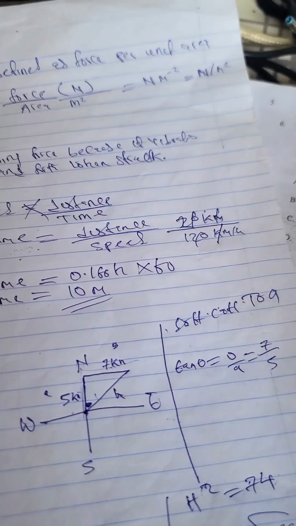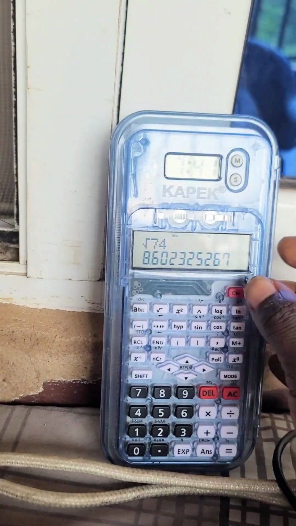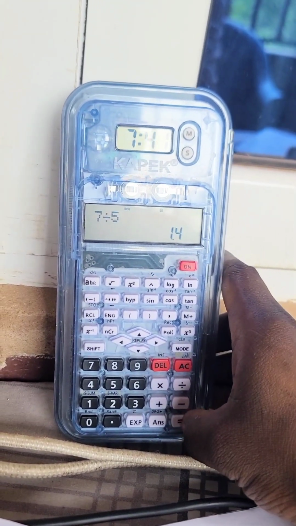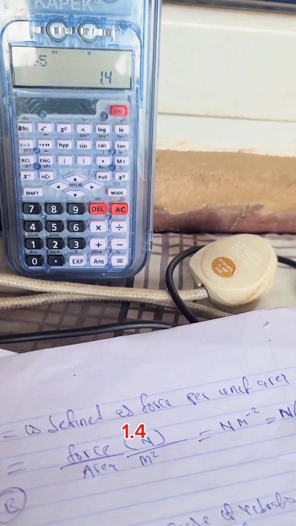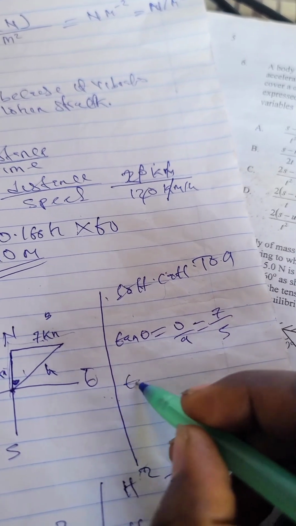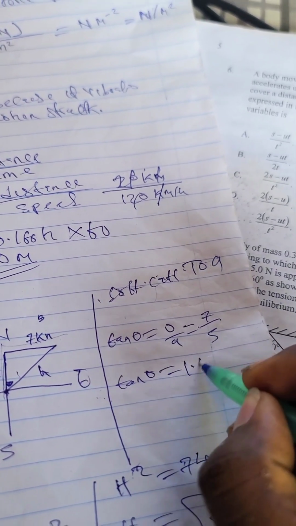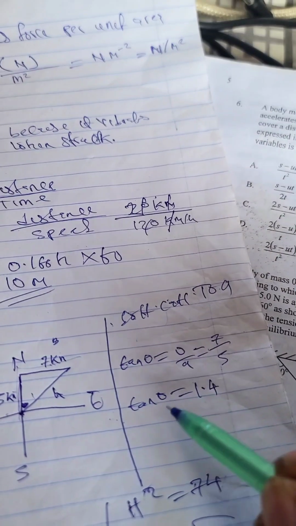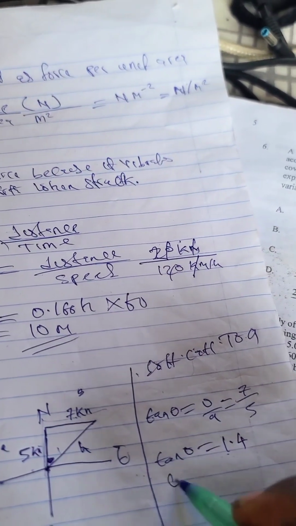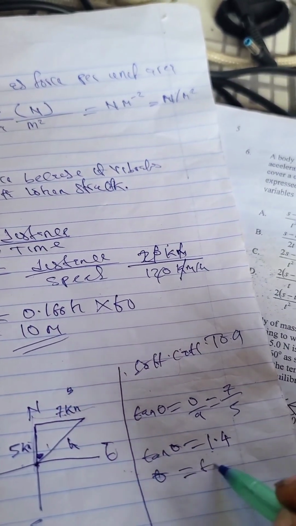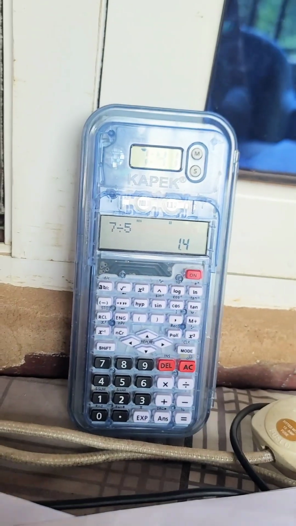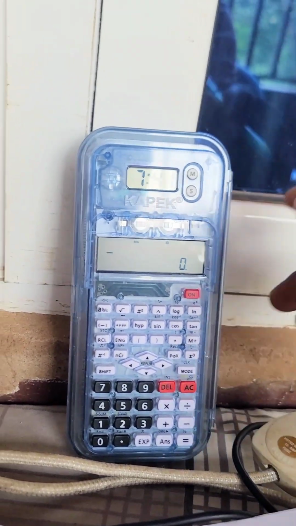Okay, so tan theta equals 7 divided by 5, so we use our calculator here. 7 divided by 5, we have 1.4. So tan theta equals 1.4. So tan crossing over the equal to sign, we change to tan inverse. So we have theta equals tan inverse of 1.4. So let's check our calculator to see the tan inverse of 1.4.